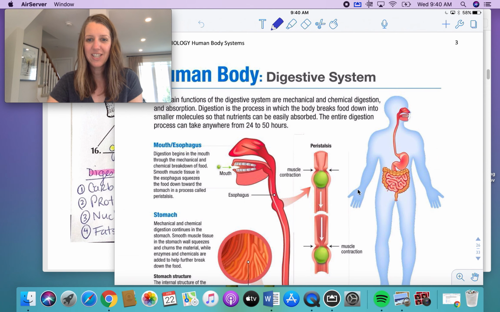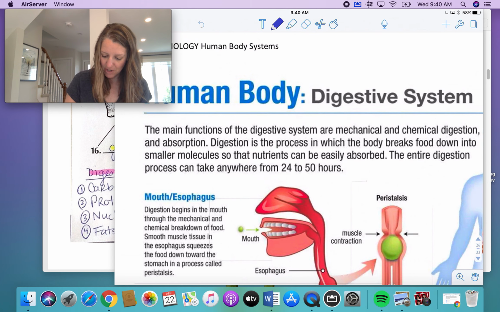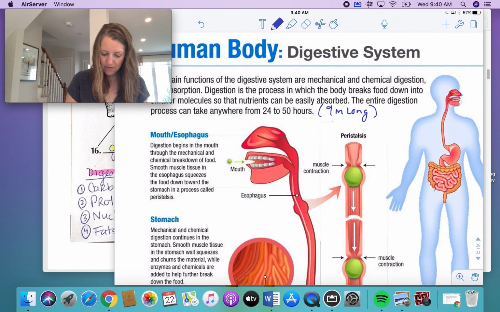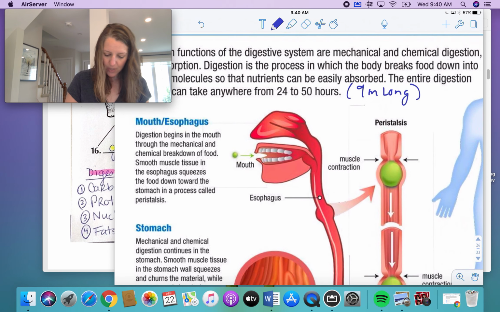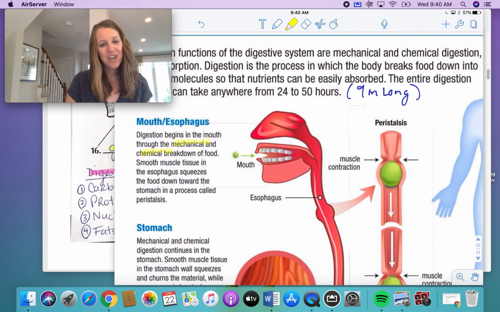Okay, moving on to this sheet over here. I'm going to do a little bit on this diagram, and then I'm going to leave it for you to continue to fill in. All right, so fun fact from our digestive system, remember, it's about 9 meters long. That's huge. All right, so as the food enters into your mouth, we experience mechanical digestion by physically breaking down your food, and also chemical breakdown.